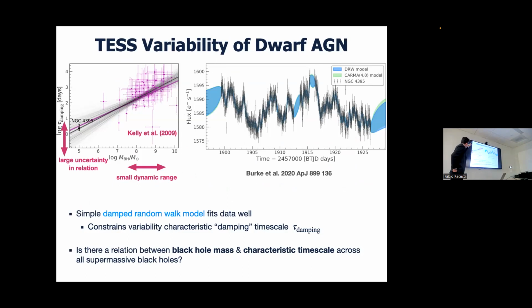We can plot this time scale. This is the log of the damping time scale, the turnover time scale in the power spectrum, tau damping in days, versus the log of the black hole mass in solar mass units. This is the previous work, Kelly et al. 2009, which used ground-based data of nearby AGNs. And we thought, well, that isn't that interesting. Our source falls almost exactly on the extrapolation of this linear regression using just the data from the more massive, supermassive black holes.